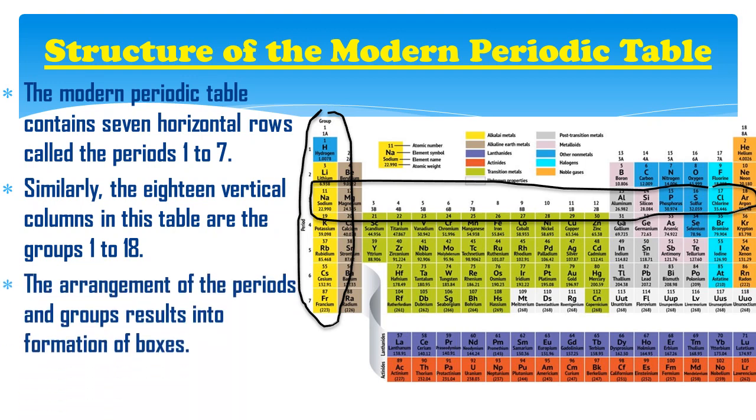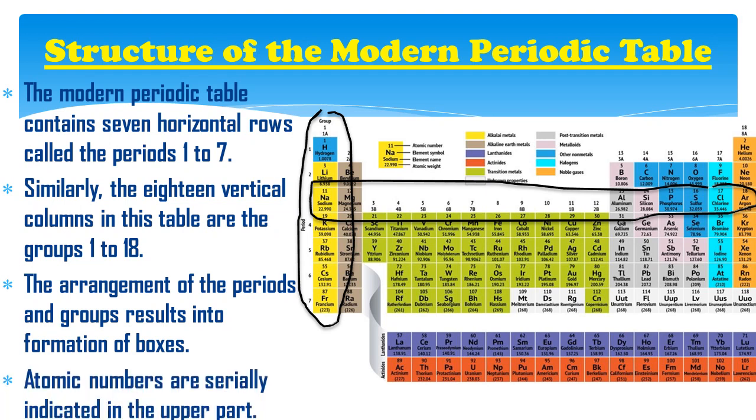Alright, so the arrangement of the periods and groups results in the formation of boxes, and the atomic number is serially indicated in the upper part of the boxes. You can observe here, I have marked the boron element in red. In the upper part, its atomic number is written, B is the symbol for boron, and below that, 10.806 is the atomic weight of boron. So each box corresponds to the place of one element. There are a total of 118 boxes in the modern periodic table, and in each box one element is present.